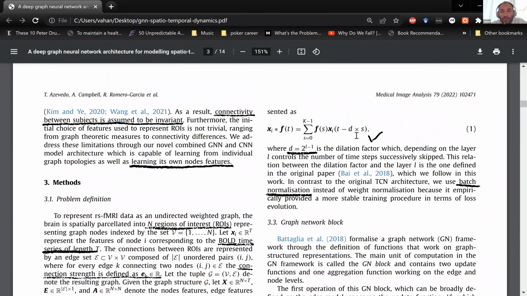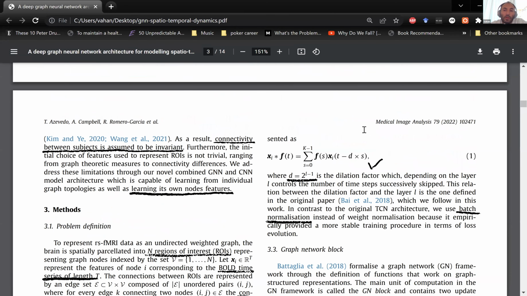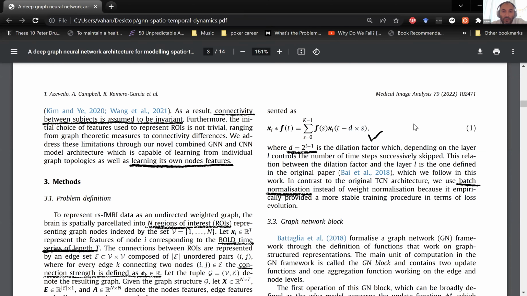Basically, that's the definition. Or there is also this dilation factor here. D is the dilation factor, which basically means we take the observations from far in the past with less weight, because it's exponentially less weight. So there is the exponential thing. L is the layer. Okay.